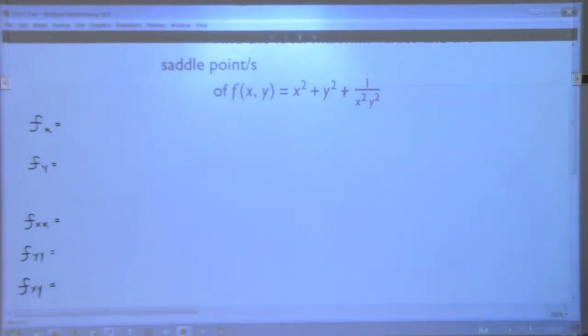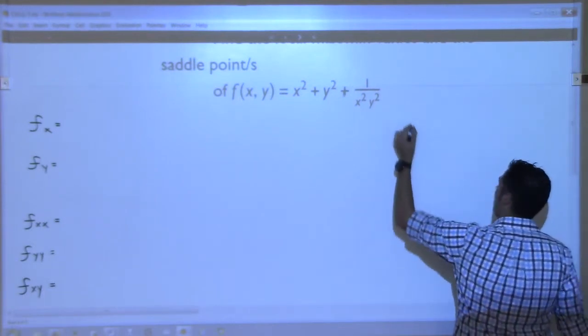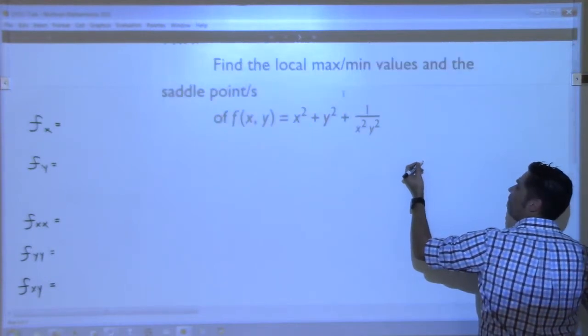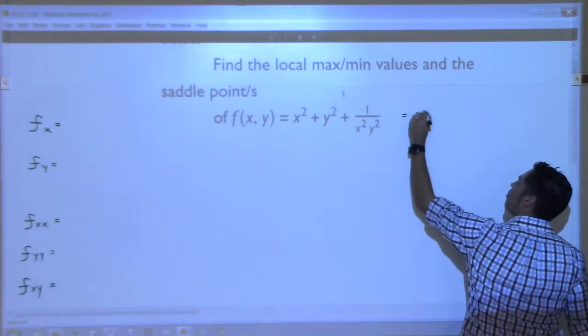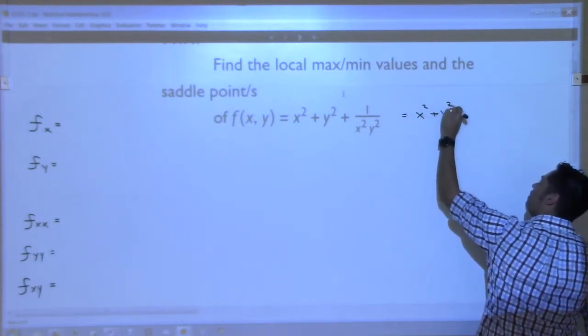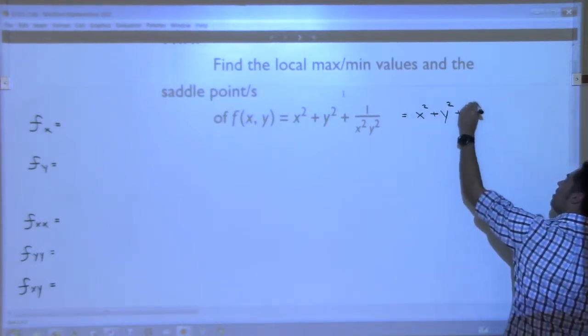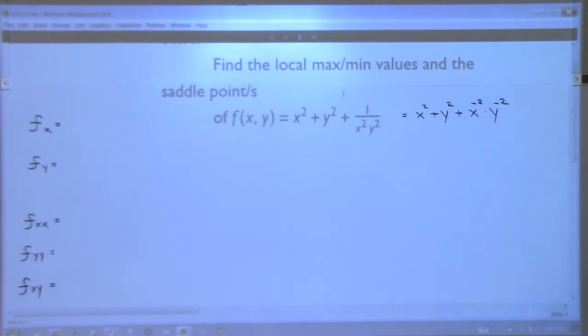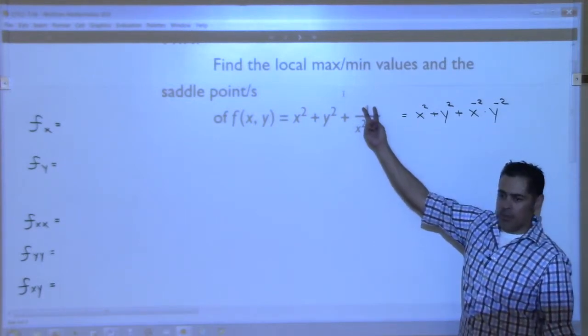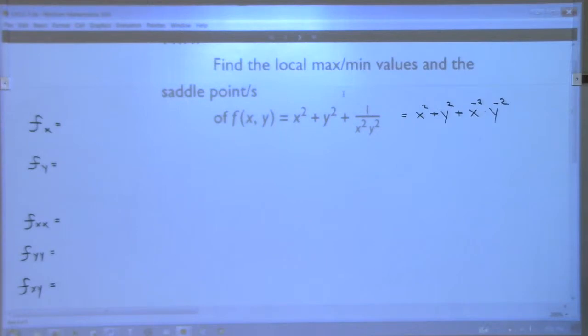Partial with respect to x. Uh-oh. Okay, let me help out here. Bring this down here. This is the same as x squared plus y squared plus x to the negative 2 times y to the negative 2. I think that's the easiest way to look at that function. Just bring these both up. Okay? I think it'll make your derivative go a little bit better. Understand?